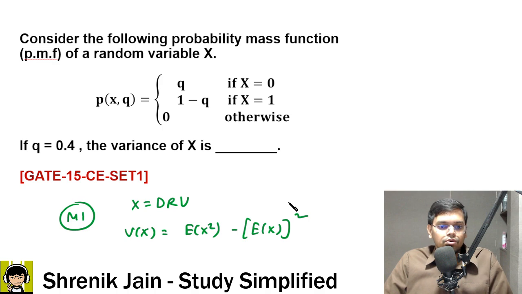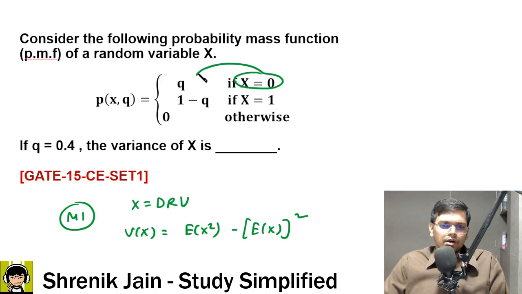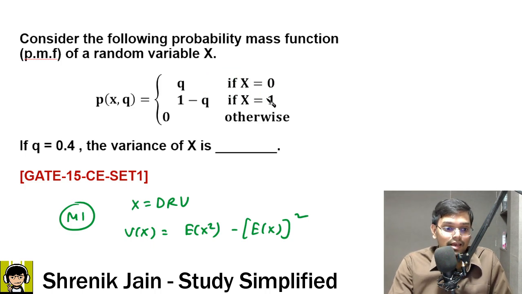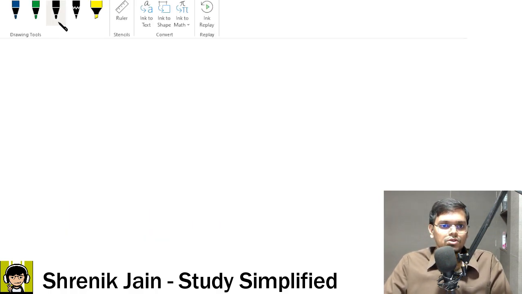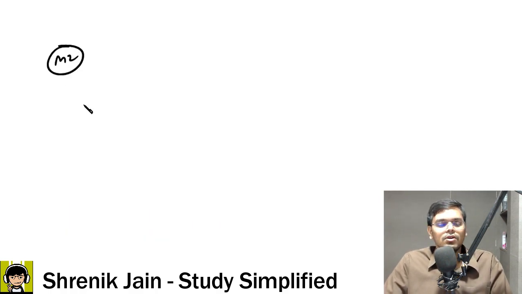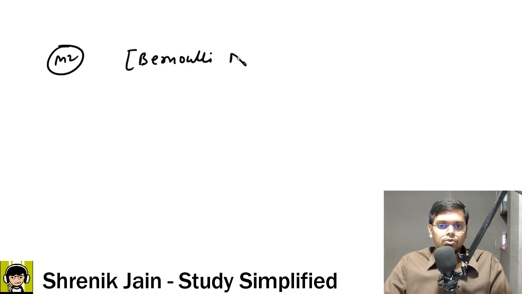And no, please do not go. Why? Because when x is 0, the function is like this. When x is 1, the function is like this. X is 0, 1. Only 2 values. Sir, this is the case of Bernoulli distribution. Yes, this is the case of Bernoulli distribution. So be smart and use method 2. Use the Bernoulli distribution concept.